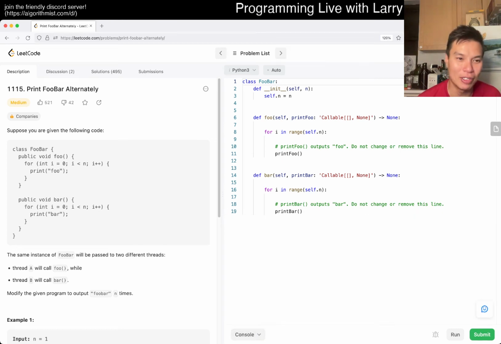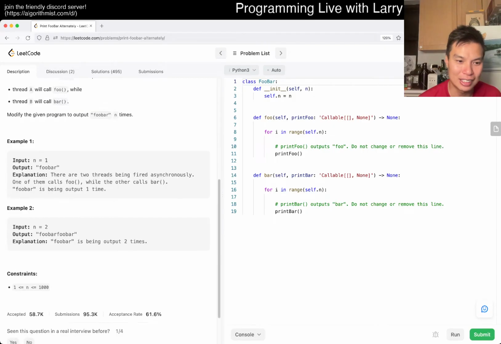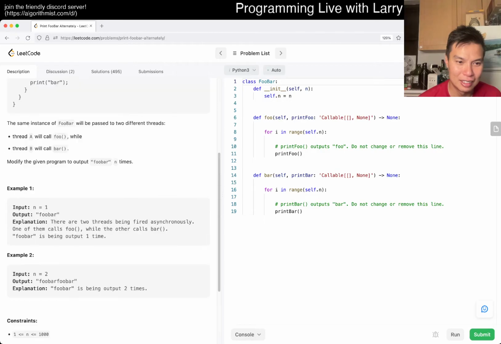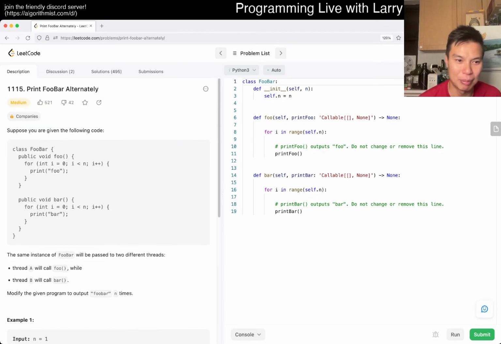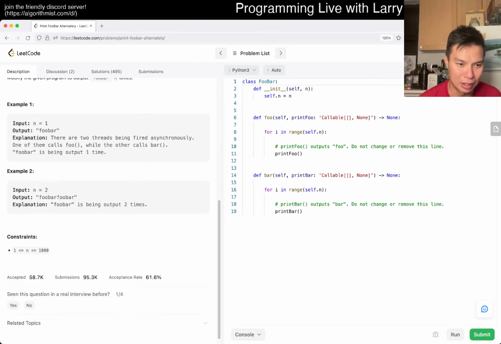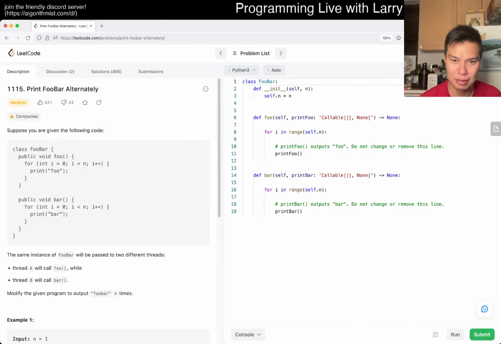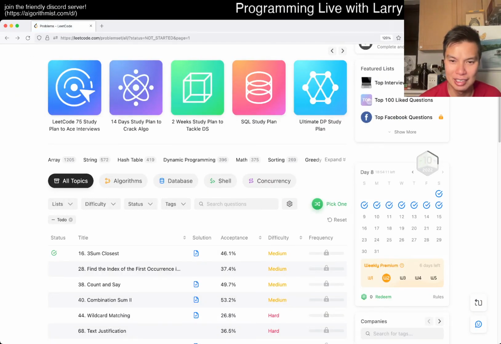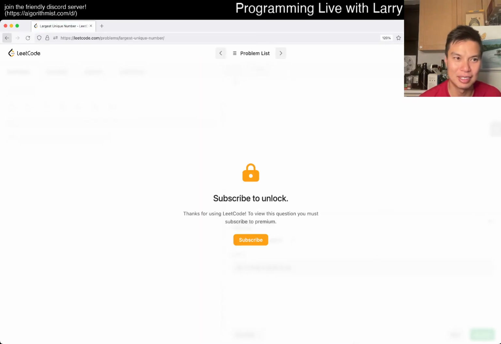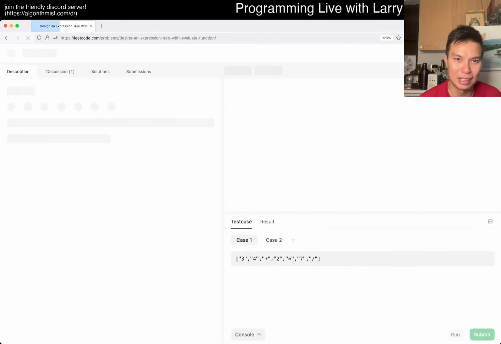Print FooBar Alternately. Suppose you're given a code. This is a multi-thread problem, which in Python, I don't know how they do it in Python actually. Yeah, I have no idea how to do this in Python, so I'm going to just do another one. Not gonna lie. Maybe I have to read up on how they set it up.